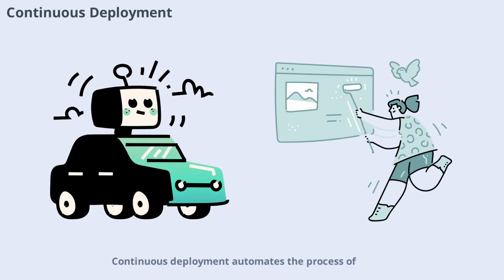Continuous deployment automates the process of launching updates to your website or app. Tools like GitHub Actions or Jenkins can automatically test and deploy your code whenever you make changes. This keeps your project up to date and reduces the risk of errors during manual updates.